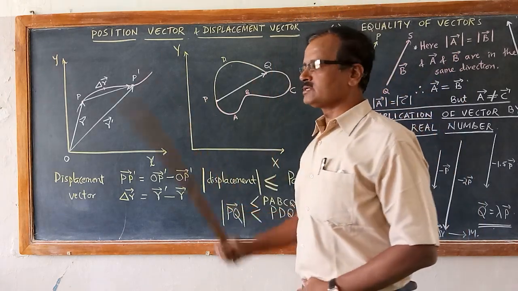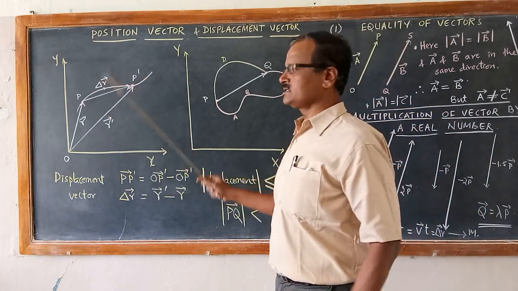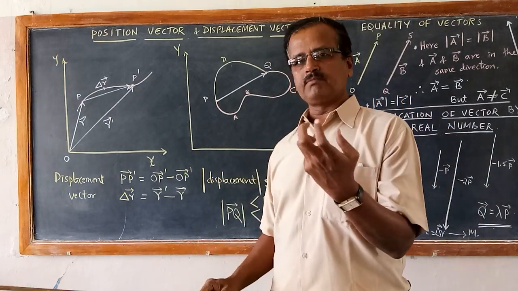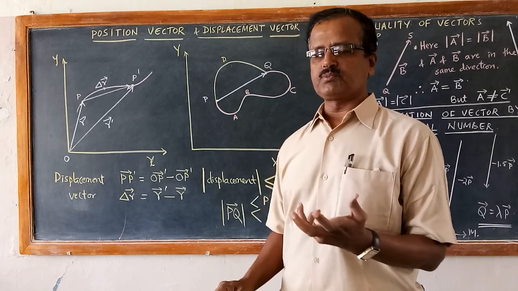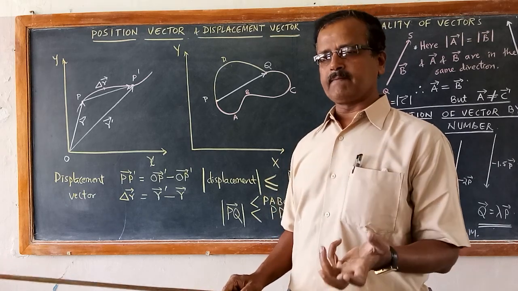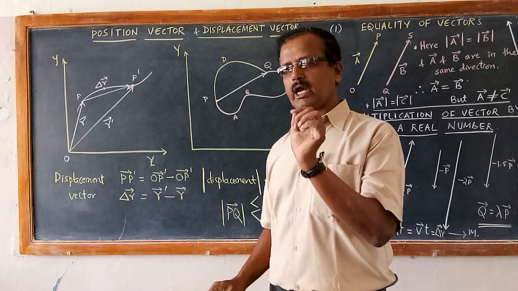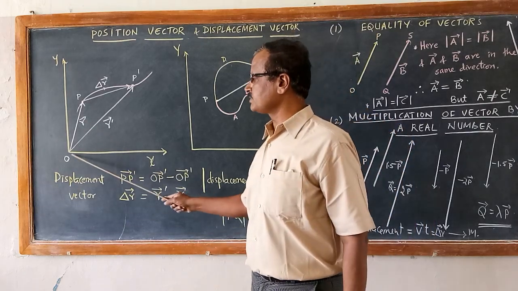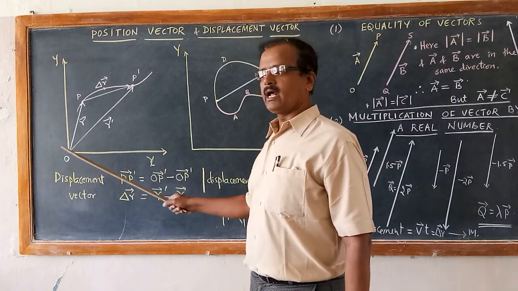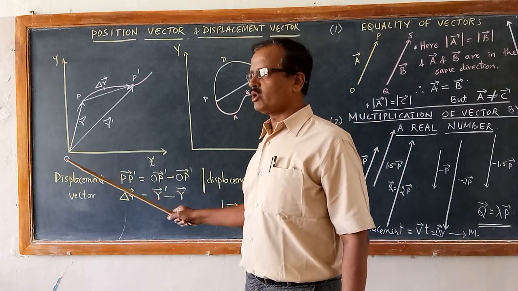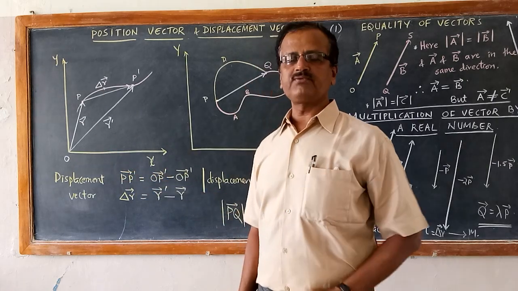For studying two-dimensional motion, we need to describe the location of the object from time to time, because the object is changing its position when it is in motion. Therefore, we need to locate that object with respect to a frame of reference. That frame of reference we take as a coordinate system. The coordinate system having x-axis and y-axis with the origin, we take as a frame of reference.